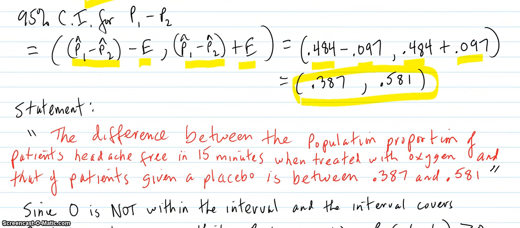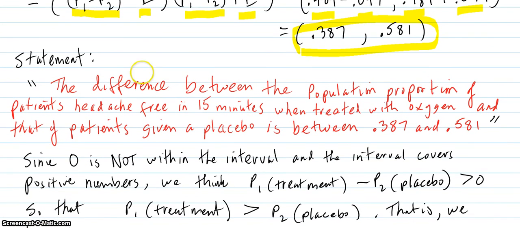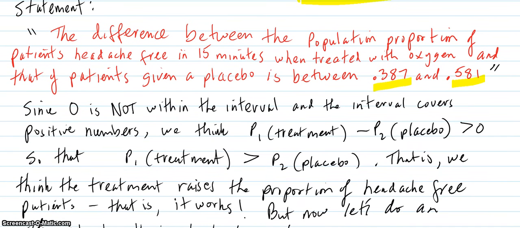So then you don't just write this interval mathematically, you write a statement. And this statement you get right from the original problem. You just copy it right out of it. The difference between the population proportion of patients headache-free in 15 minutes when treated with oxygen and that of patients given a placebo is between 0.387 and 0.587. Now you should also realize at this point that 0 is not in that interval.